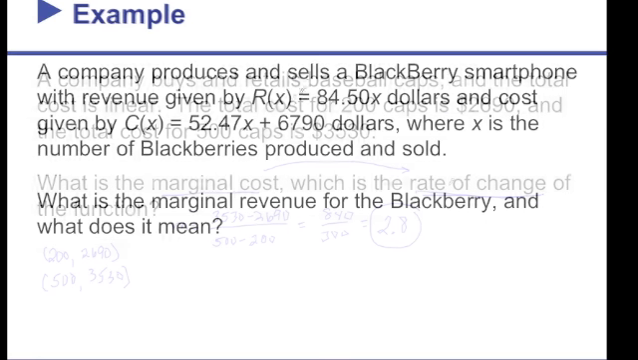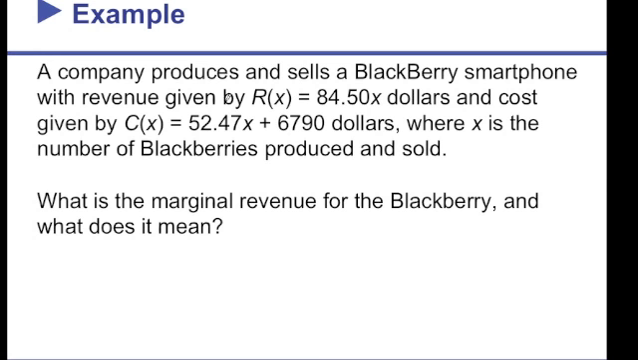The company produces and sells BlackBerry smartphones with revenues, which are how much money you take in, of 84.50x dollars. And cost is how much it costs to make that, 52.47x plus $6,790, where x is the number of BlackBerries produced and sold. The marginal revenue for the BlackBerry, this is revenue. So we're looking at this equation, revenue.